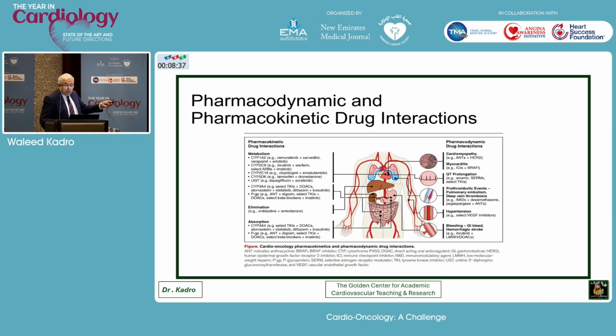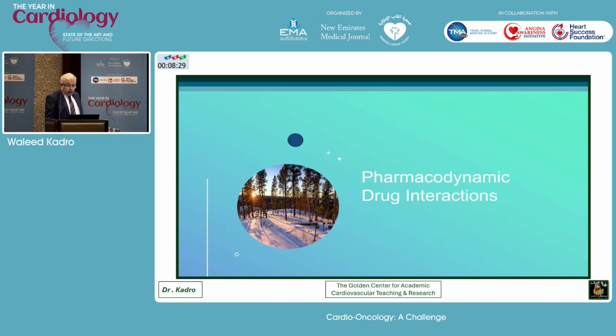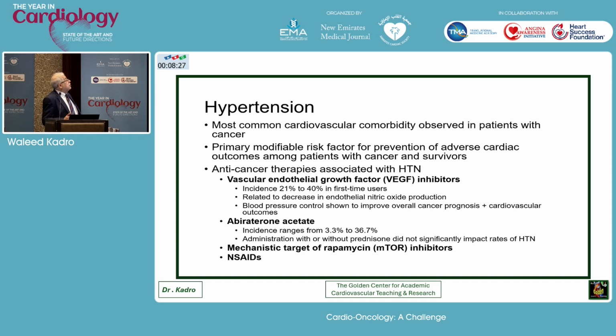So that may include affecting the cardiomyopathy, the high blood pressure, the thrombosis, and we'll go through that quickly. So hypertension is a common thing with the anti-cancer drugs, especially the anti-VEGF inhibitors, and the incidence is around 40%. And that's related to suppression of production of nitric oxide, and if we control the blood pressure, we may improve the prognosis of the patient.